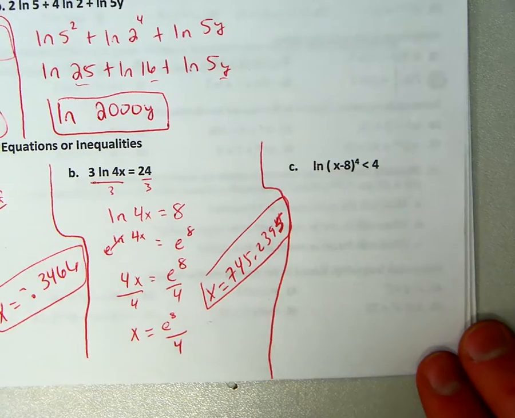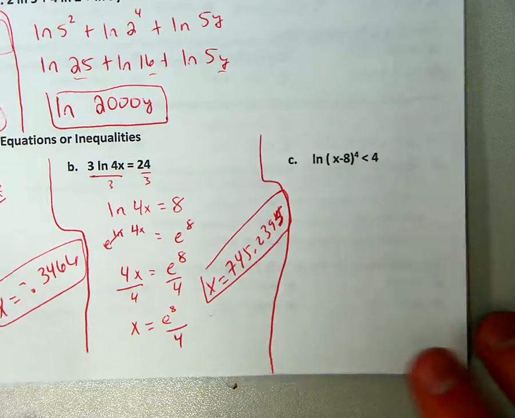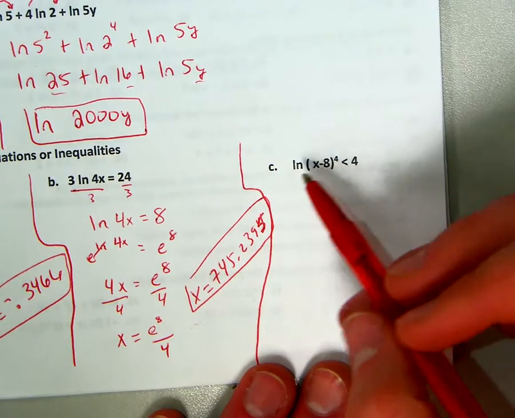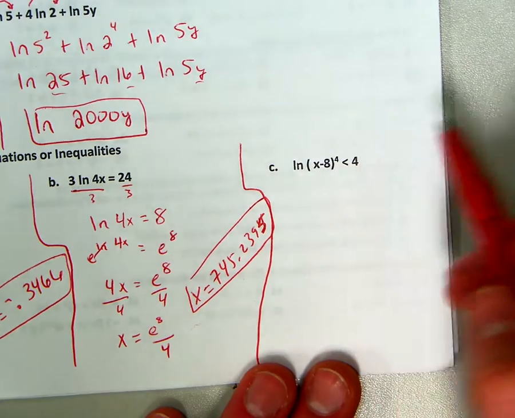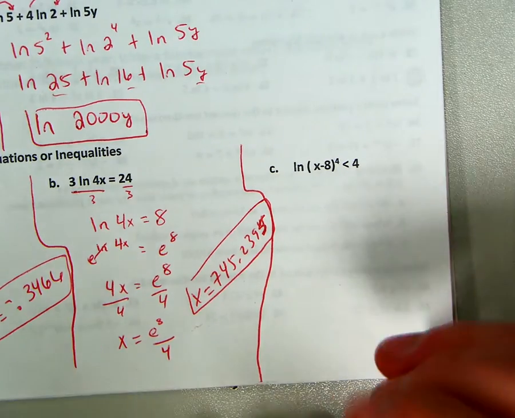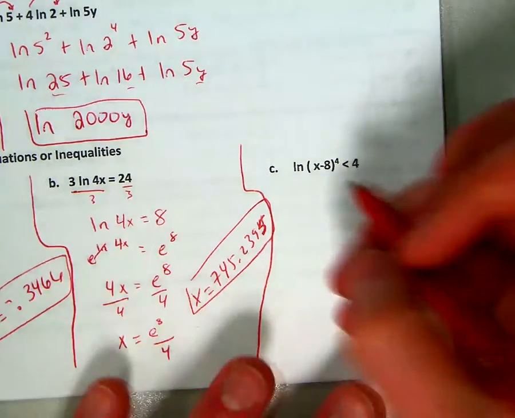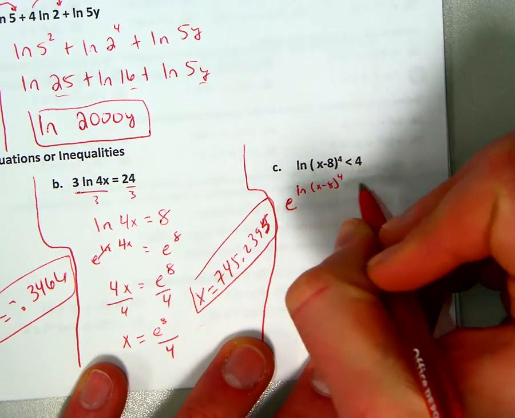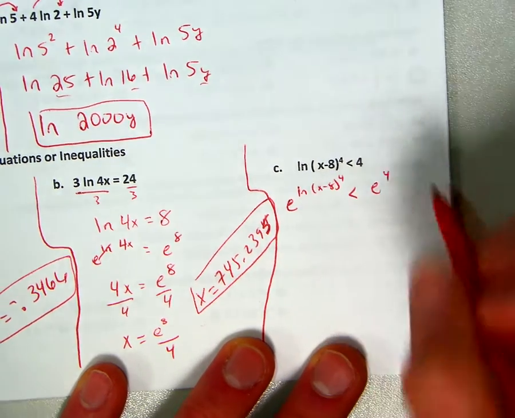And then C, we have ln of x minus 4 to the fourth is less than 4. Now, ln is by itself, right? There's nothing in front of it. There's no plus 4 anywhere or minus 5 like we had before. We're going to, right off the bat, use e. So we have e to the ln x minus 8 to the fourth is less than e to the fourth.